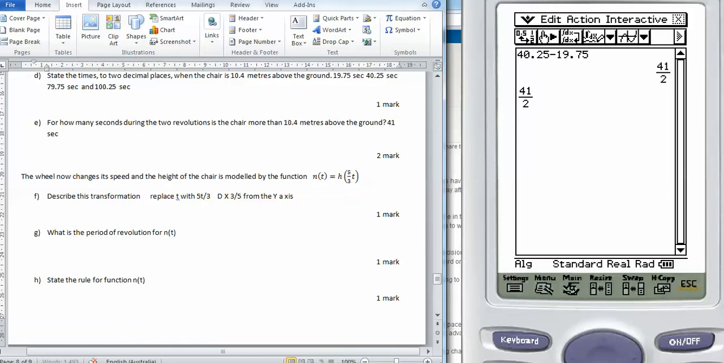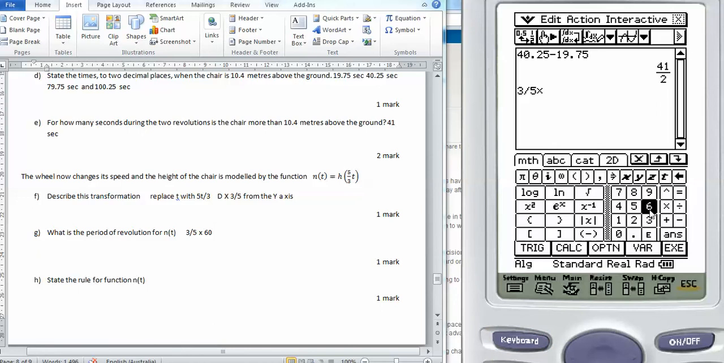What is 1 period of revolution? Well, it's going to be 3/5 of what it was before, so 3/5 times 60, which is what 1 period was before. So if I do 3 divided by 5 times 60, I should find that it's now 36.